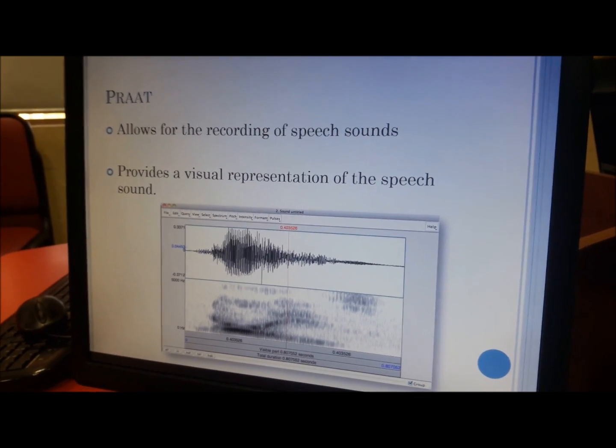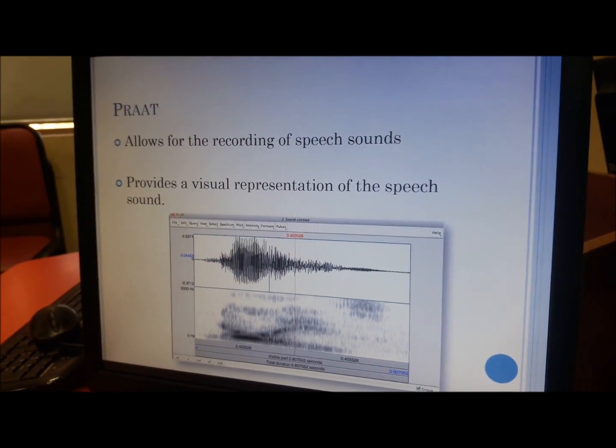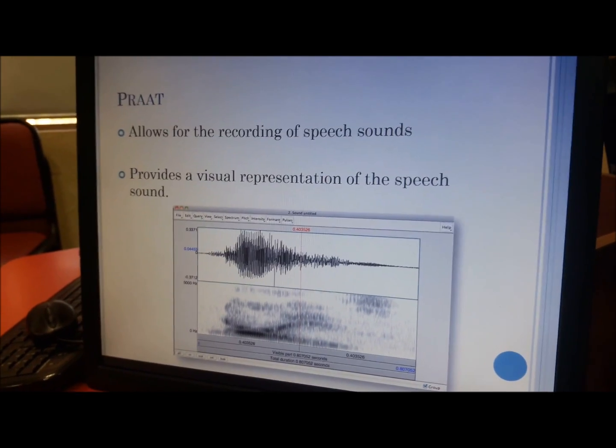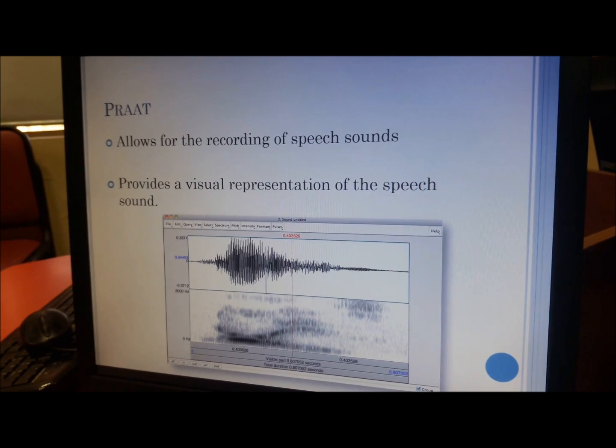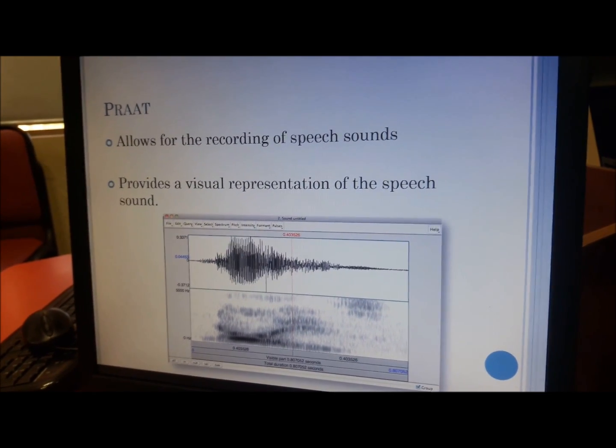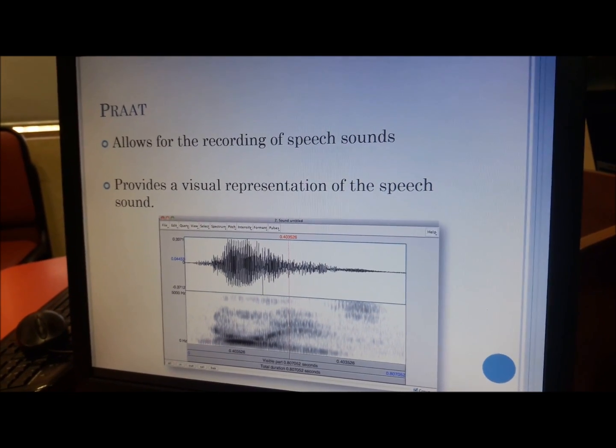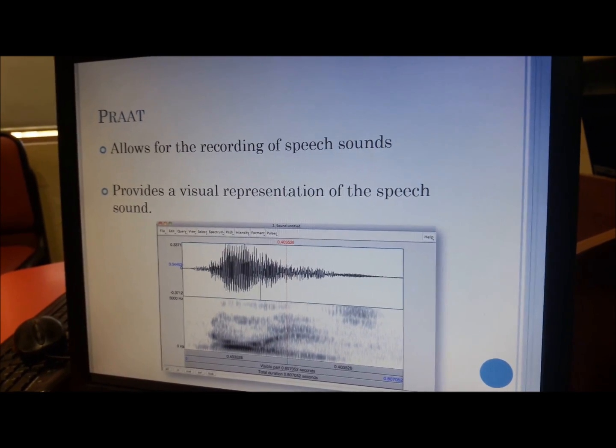In this part of the paper, it is explained what PRAT is. It is a software that provides a visual representation of the speech sounds and allows students a self-analysis so they can compare their own production with native speakers' production.